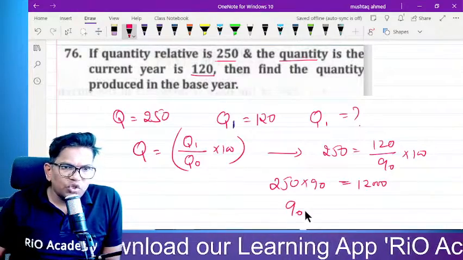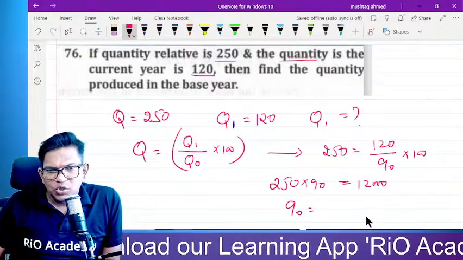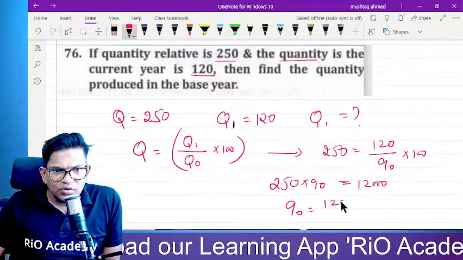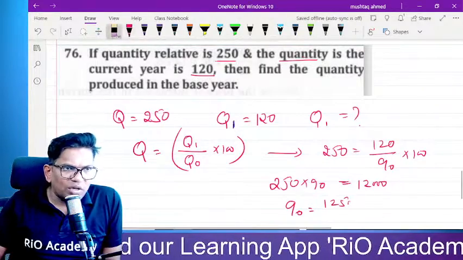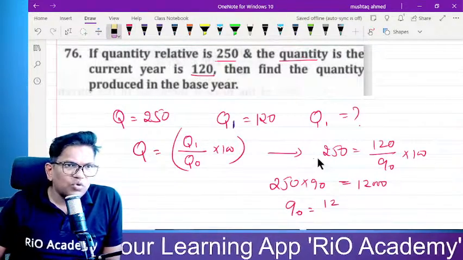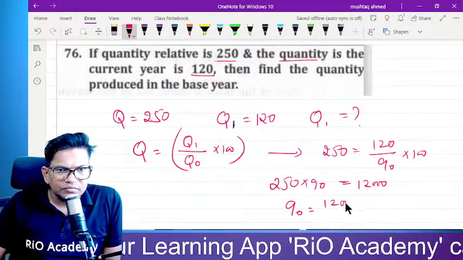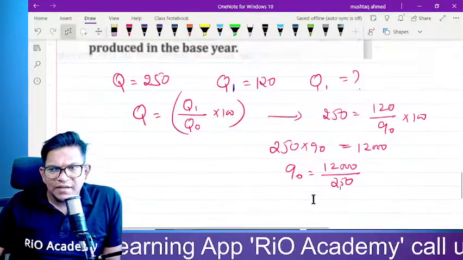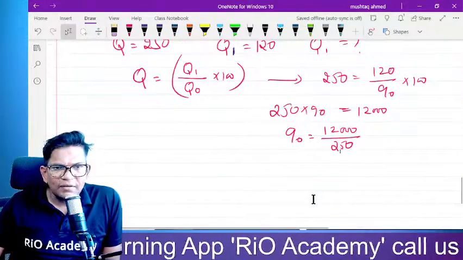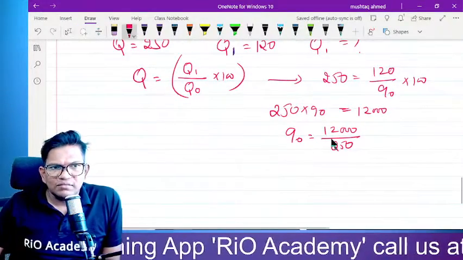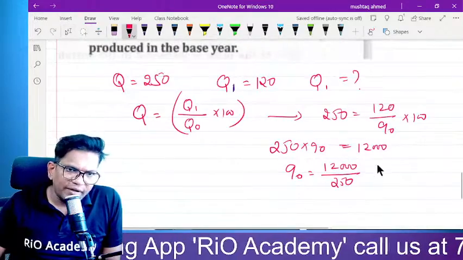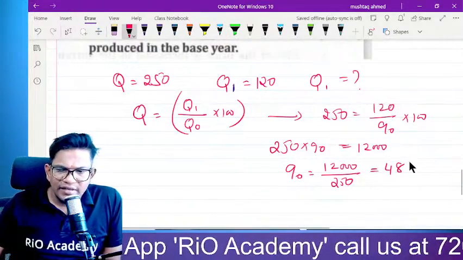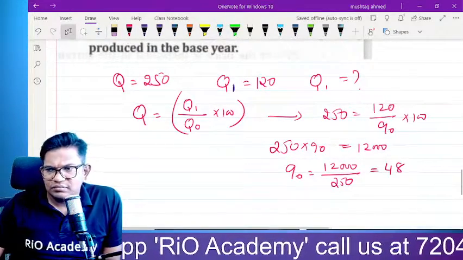12,000. So Q naught is equal to 12,000 divided by 250. How much is that? Divide this: 48. 48. Is that right? Yes, sir.